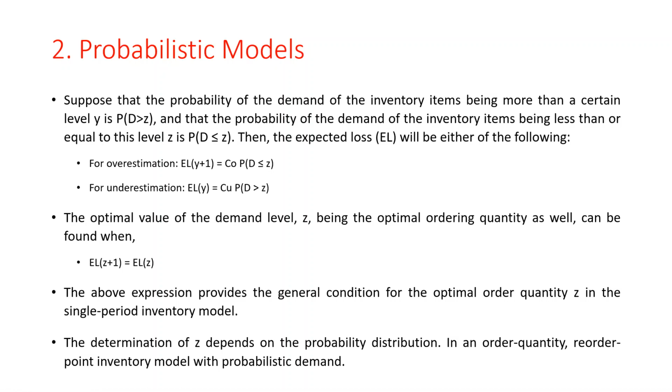And for underestimation, the expected loss for this certain level y is equal to CU, the cost per unit for underestimation, times the probability of D greater than Z, where the demand of the inventory item is greater than the level Z. So these are the two cases, overestimation and underestimation, for the expected loss.